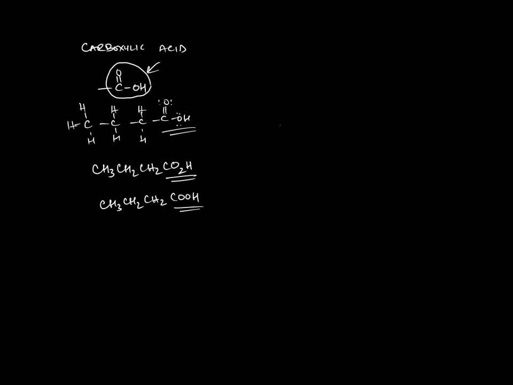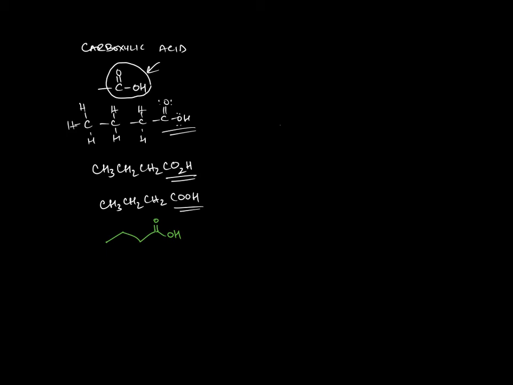The way to do this as a line angle structure is, let's do our 4 carbons. 1, 2, 3, 4. Then that 4th carbon has a double bond O and an OH coming off of it. So that would be how we do the line angle structure for carboxylic acids.